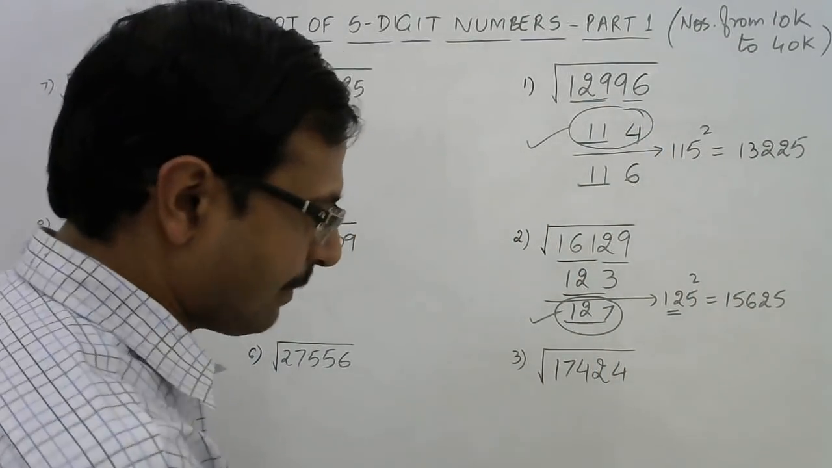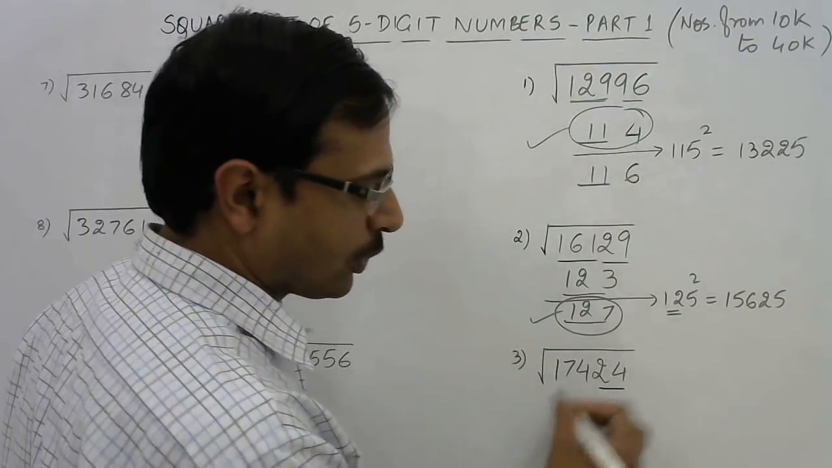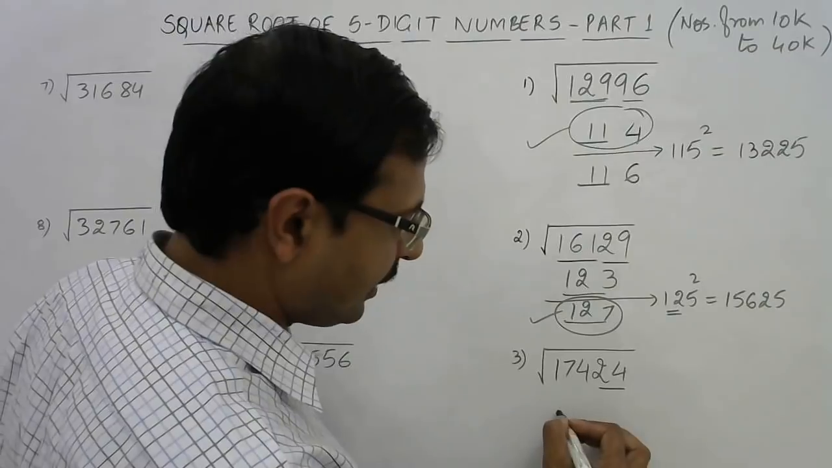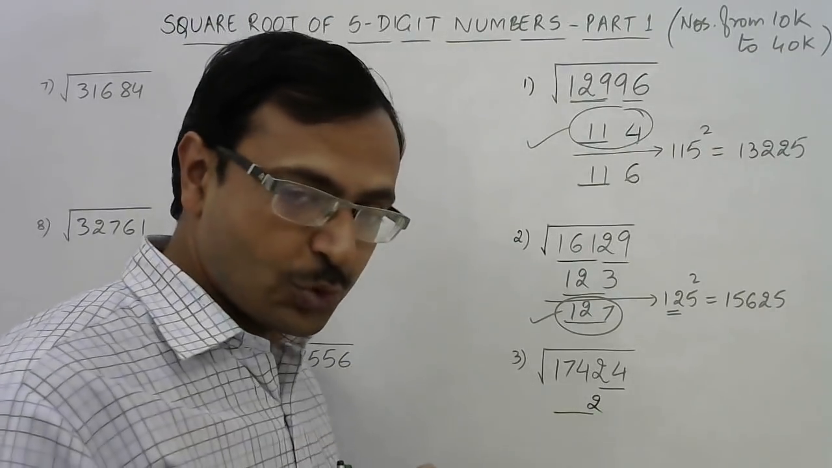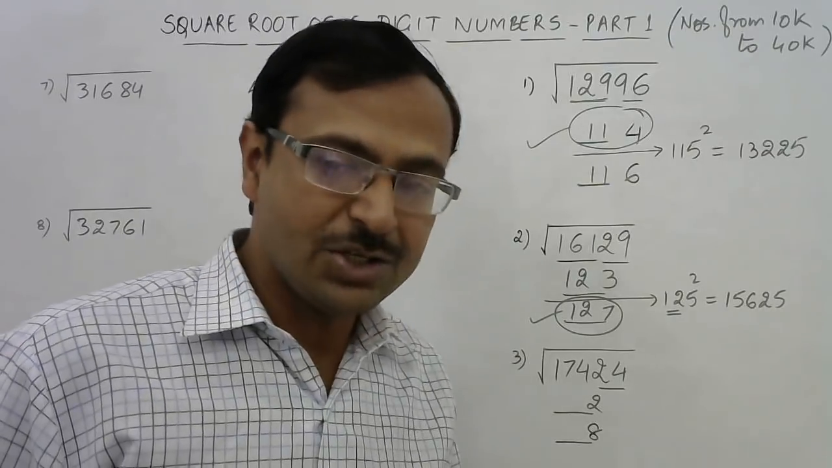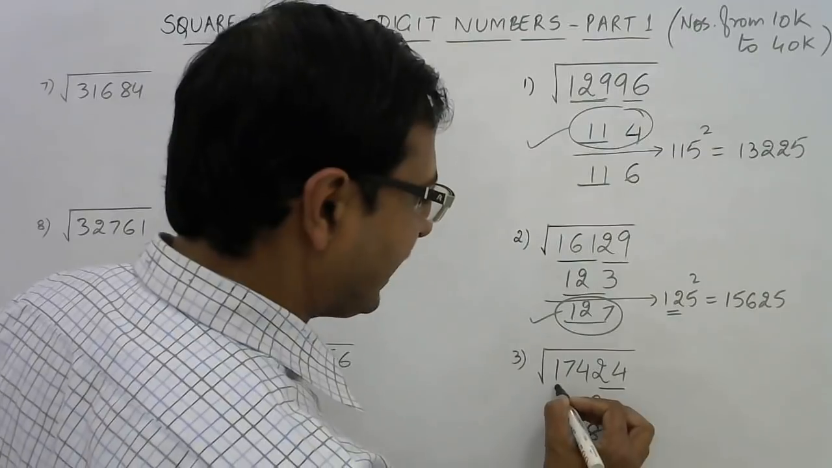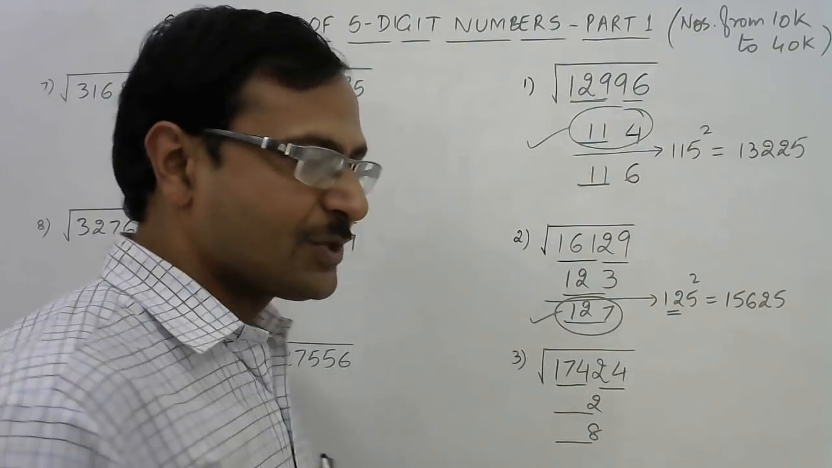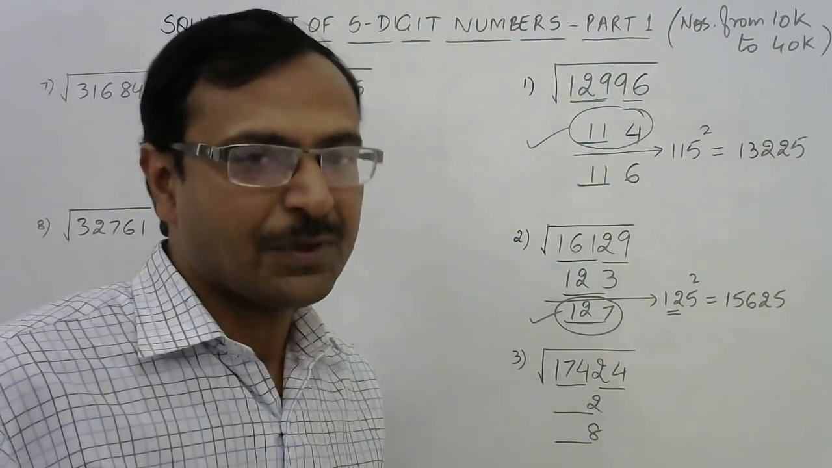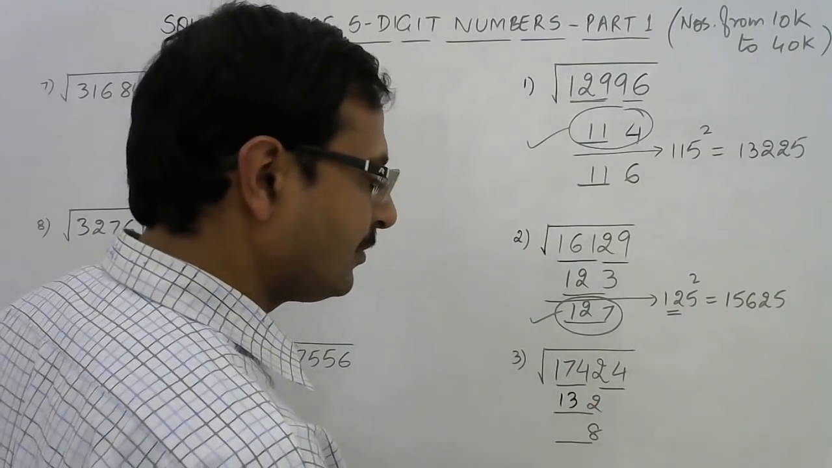Let's see the third example. Here we have the number ending with 4. So our answer will either end with 2, because 2 into 2 is 4, or our answer will end with 8, because 8 into 8 is 64 which ends with 4. What is the balance number? 174. So 13 square is 169, but 14 square is more than 174. So 13 is the remaining part.